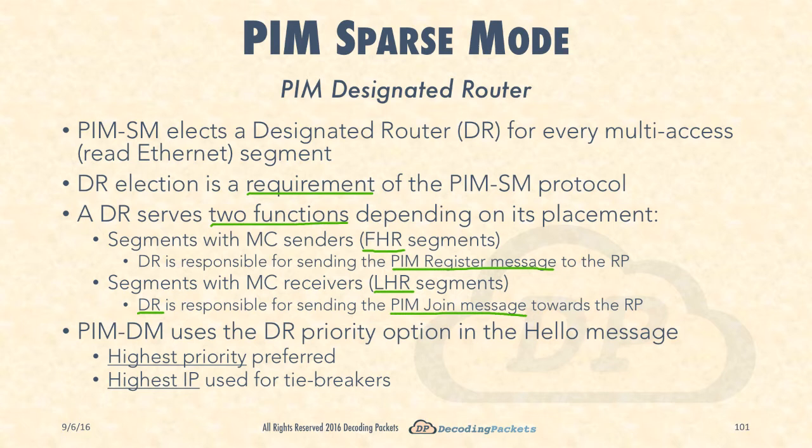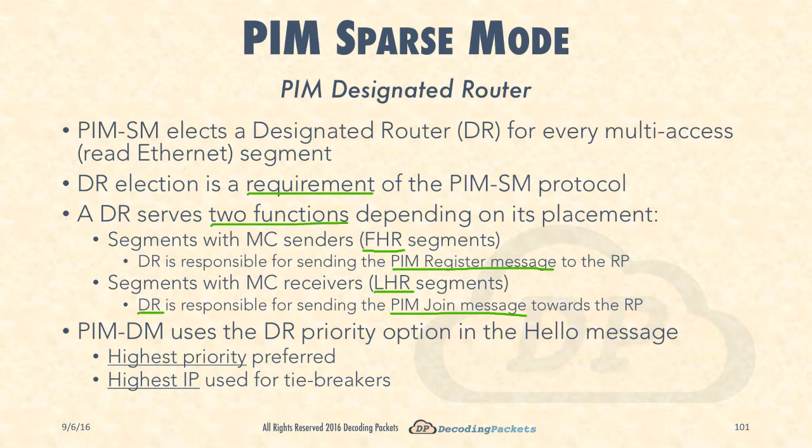So needless to say, the placement of the DR, which router ends up being the DR, is of utmost importance here, and if you're not looking at the DR, you may miss some of the signaling while troubleshooting or while establishing, since all of the signaling really takes place on the DR.